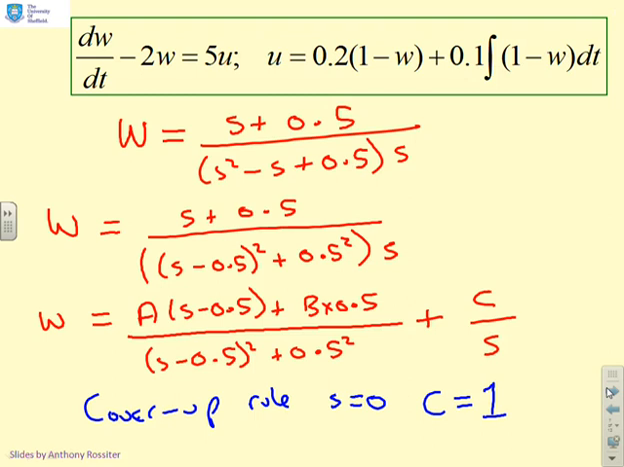Now I'm going to move to the next page. So the next thing I'm going to do is multiply up both sides by the denominator to do the expansion rule. So just make sure you can see what's on this page before we do that.